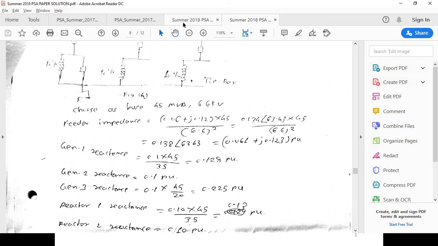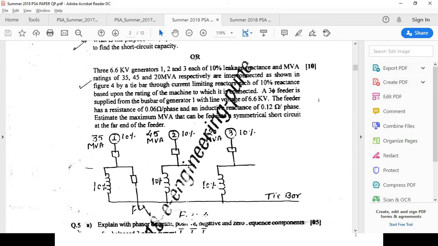So what is the question? 6.6 kV generators 1, 2 and 3, each of 10% leakage reactance and MVA rating of 35, 45 and 20 MVA respectively, are interconnected as shown in the figure by a tie bar through current limiting reactors, each of 10% reactance based upon the rating of the machine to which it is connected. That is, three generators are connected through the current limiting reactors; the rating and reactance of the generators and the reactances of the current limiting reactors are given.